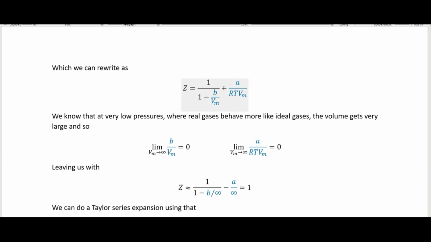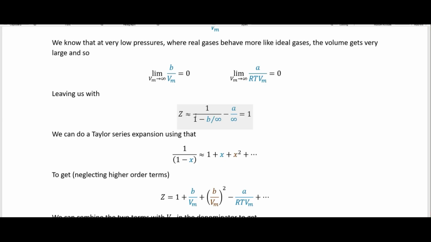But we can rewrite this like this, so we have our Z being equal to this 1 over 1 minus this B over V minus this A over RTV. We know at very low pressures, where real gases behave more like ideal gases, the volume gets very large, and so we see that these will both go to 0. So this B over V will go to 0, and so will this A over RTV. So these V's are going to get very large because the pressure is going down, and so these will go to 0. So that would leave us with something like this. So the Z will be equal to 1 here, because we now have this B over infinity, and then minus this A over infinity, where anything divided by infinity is just 0.